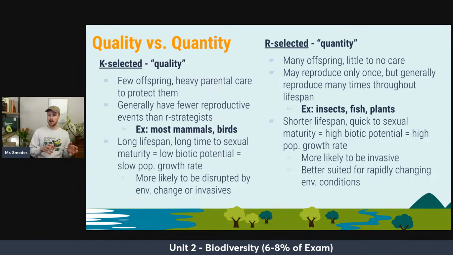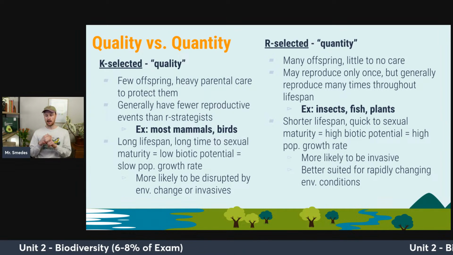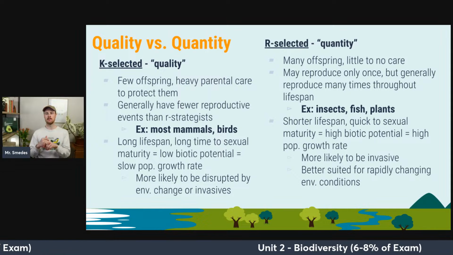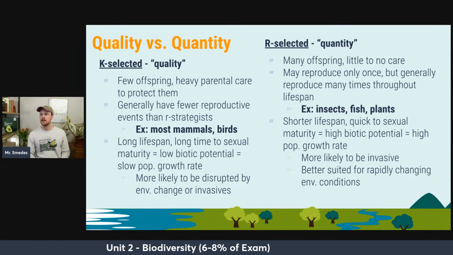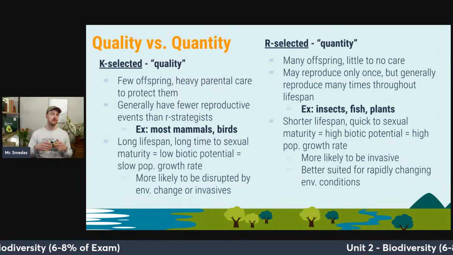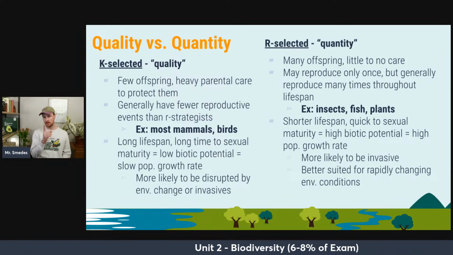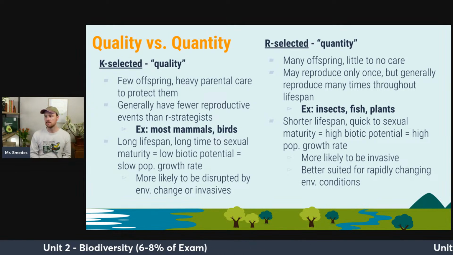On the other hand, we have the R strategists who reproduce really rapidly. I always tell my students R for either rapid reproduction or R for runaway is the way to remember it. So they have their offspring and then they go, and that's kind of it. They don't invest much care in their offspring. They reproduce many times throughout their lifetime, often, not always. Sometimes they reproduce once with a huge amount of offspring, but often they're reproducing many times in their life.